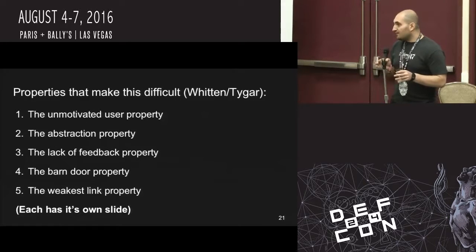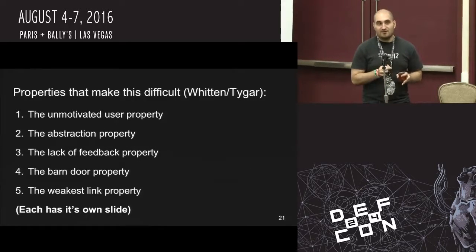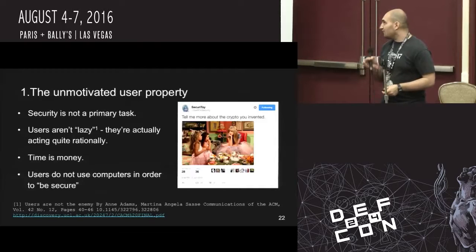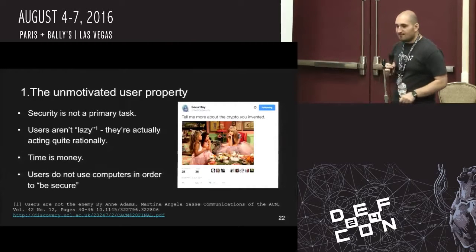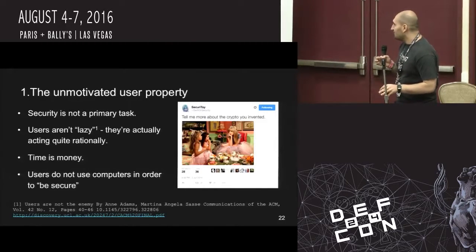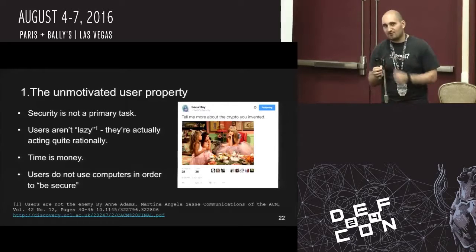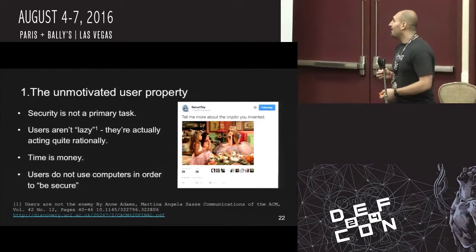And Whitten and Tygar operationalized some properties about usable security that make it especially hard to do. And I'm going to give each of these its own little slide to really delve in. The first is the unmotivated user property, and we had some projector issues. I wish this was bigger, but that is a tweet from Swift on Security that says, tell me more about the crypto you invented, with Taylor Swift leaning into the children.